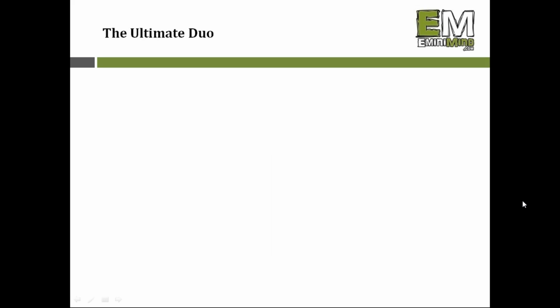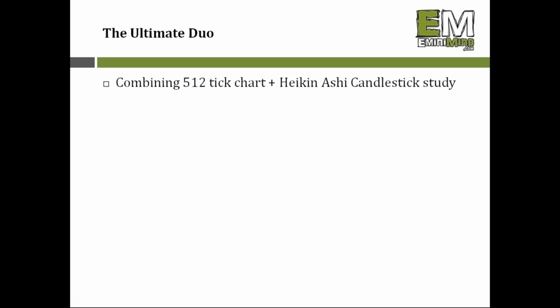So I really like this duo of the 512 tick chart with that Heikin Ashi candlestick study on top of it. I feel like it's a good visual representation. If you're trading intraday, you're getting enough data, if you're trading a market like the E-mini S&P or the NQ.